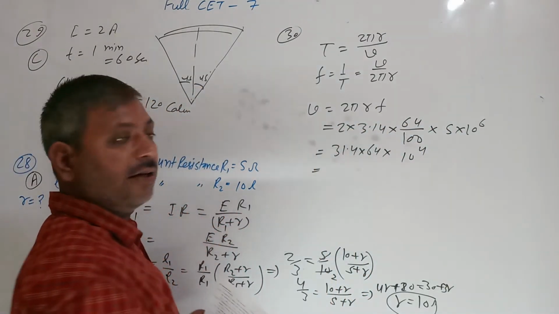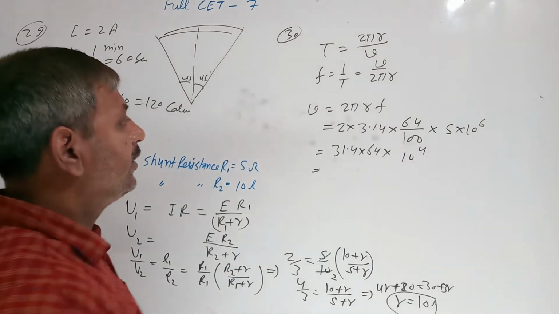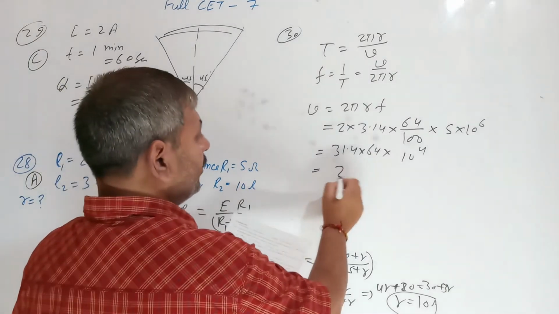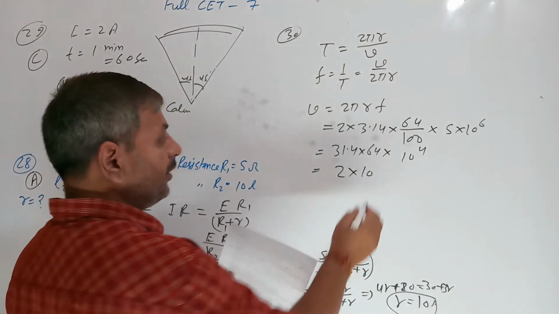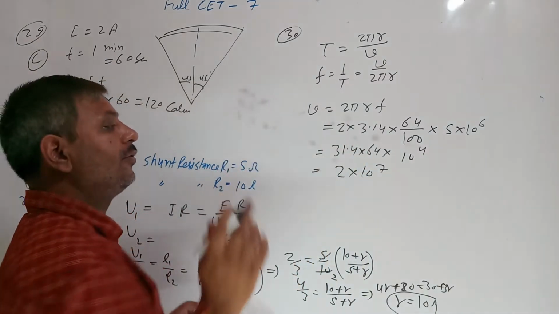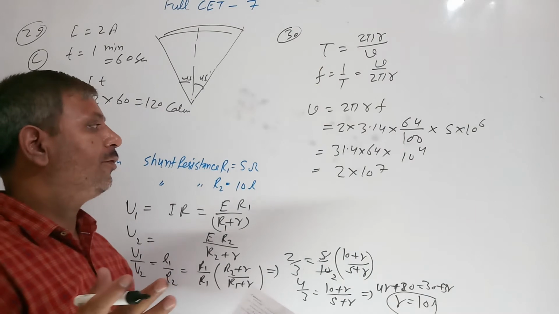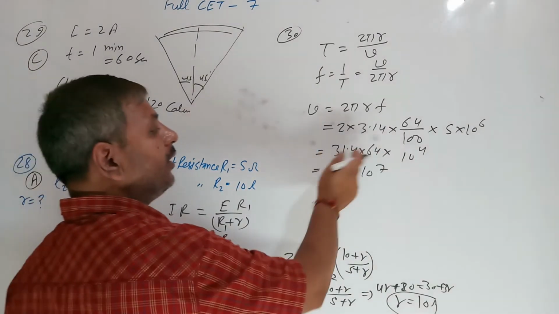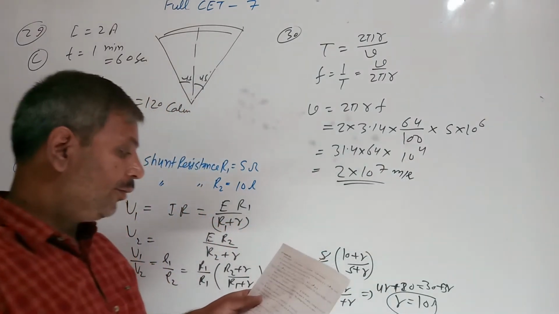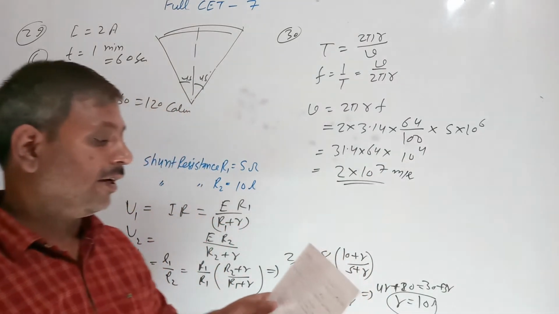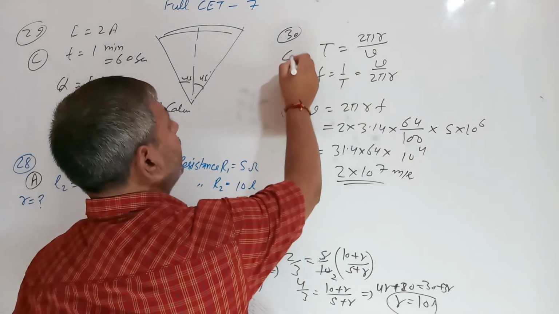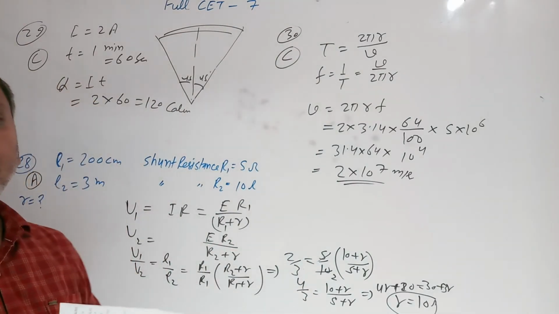So 6 3s are 18. About it will come 2000. That will be the 2 into 10 raised to 7. 2000 it will come. 6 3 is 18. So 60 into 3 about 1800, mean 2000. So the maximum speed will be 2 into 10 raised to 7 meter per second. So for question number 30, C option will be the correct one.